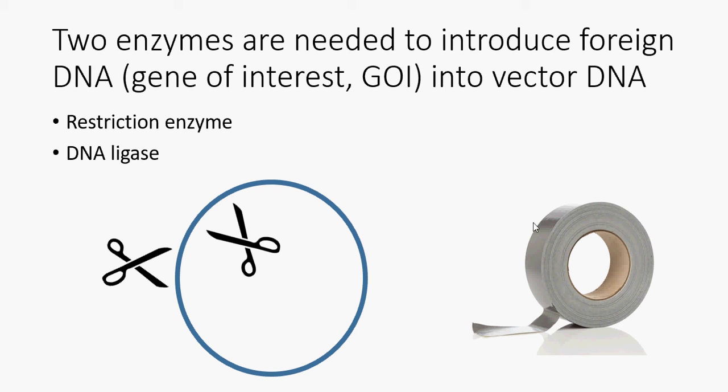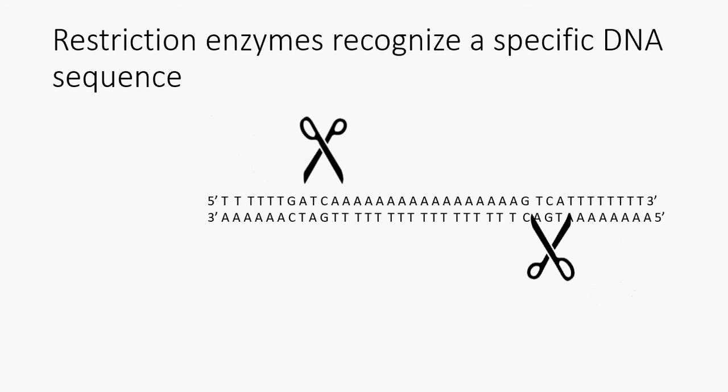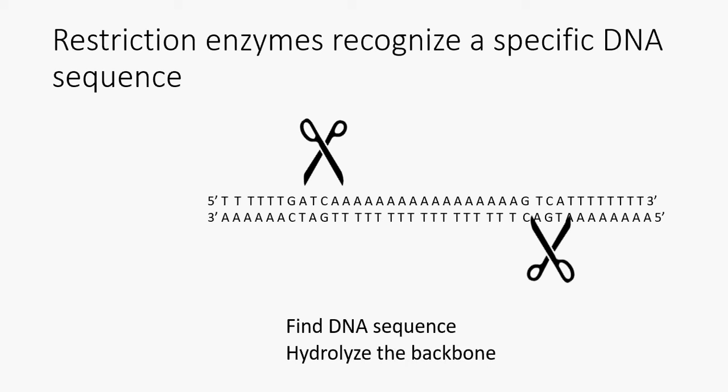Okay, so the way that this works is restriction enzymes are scissors that recognize specific DNA sequences. So they go and they search around until they find the specific location where they're going to cut the DNA backbone. So the first step is finding the DNA sequence. So they just kind of mosey around, scanning the DNA until they find the region where they bind. Then they will hydrolyze the covalent bonds in the backbone. So that means they're going to break the DNA backbone.